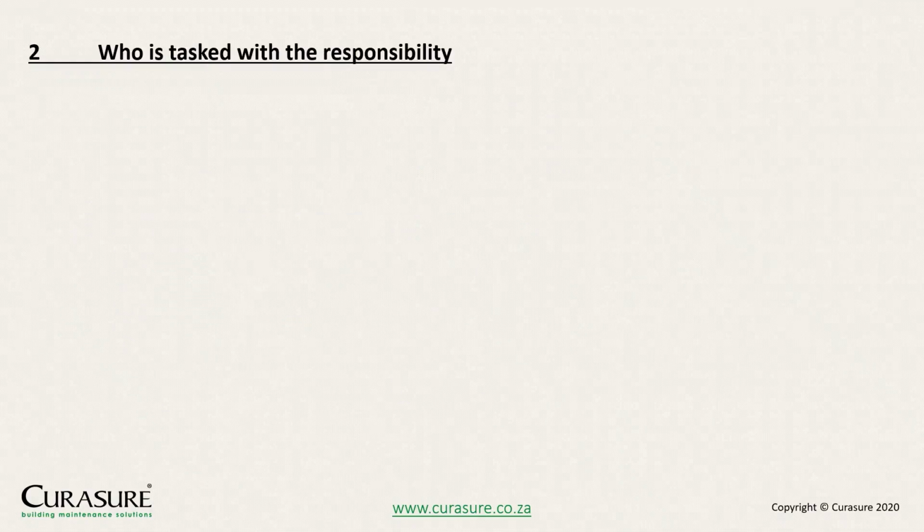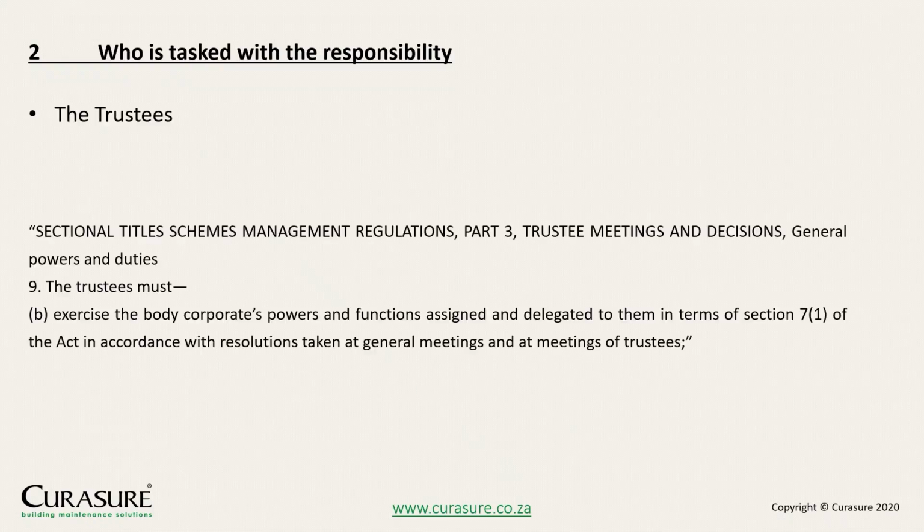So, who is tasked with the responsibility of preparing such a maintenance plan? Well, of course, it is the trustees. By law, the duties and powers of the body corporate vest in the trustees, and the trustees must exercise these powers and duties.